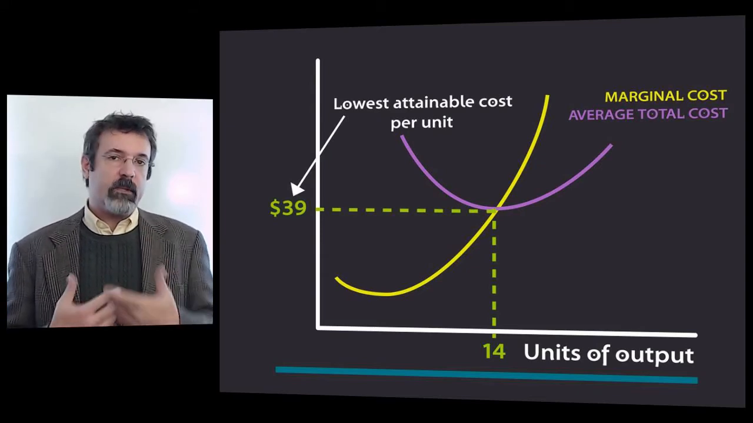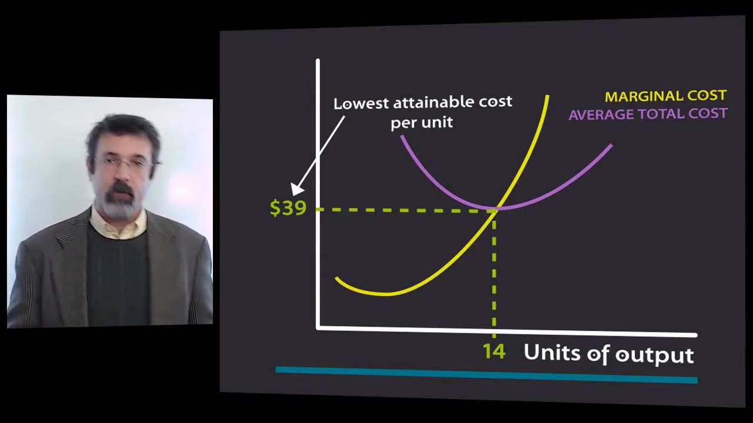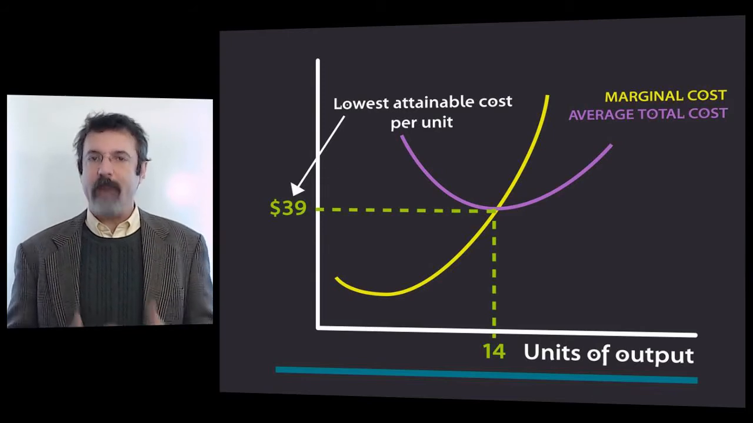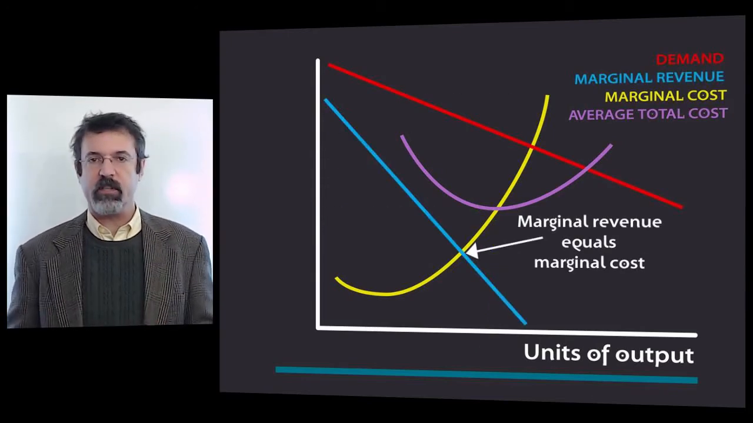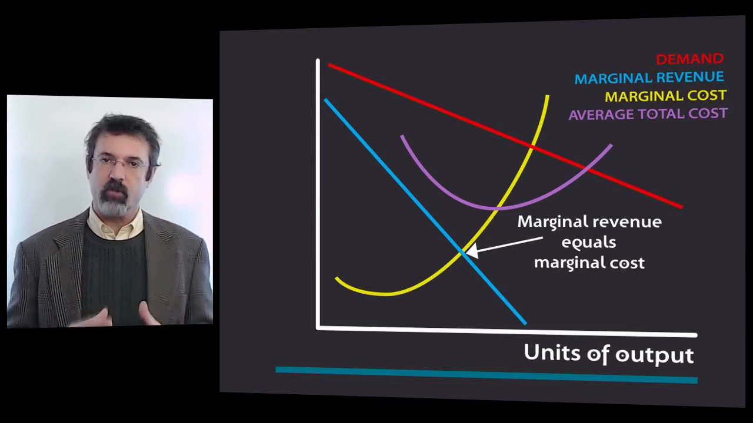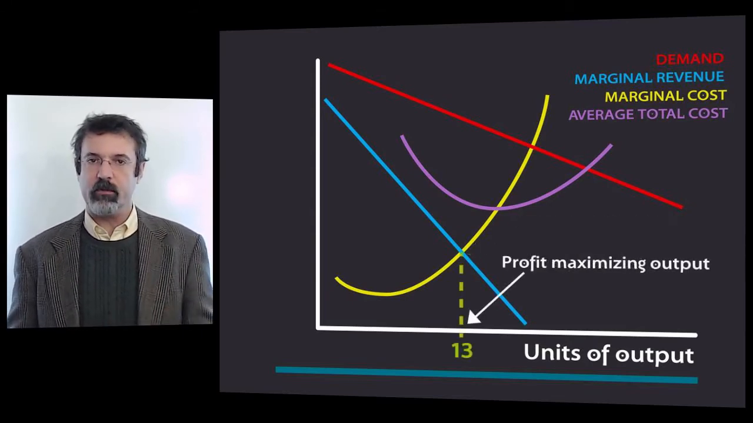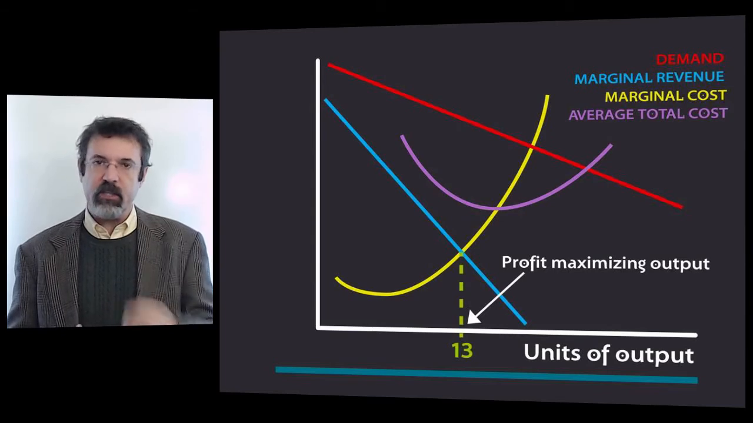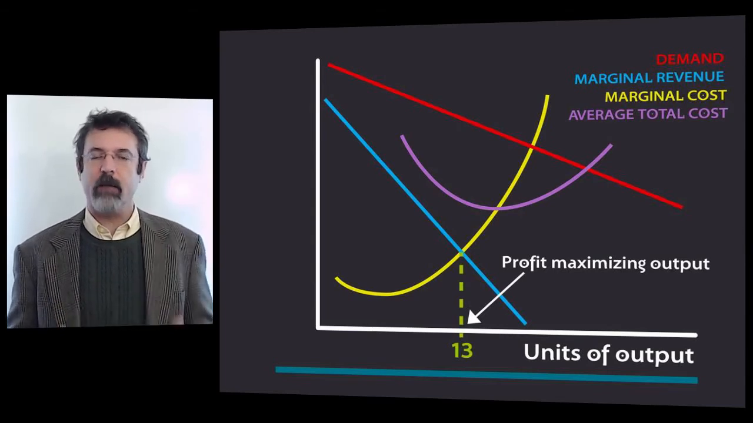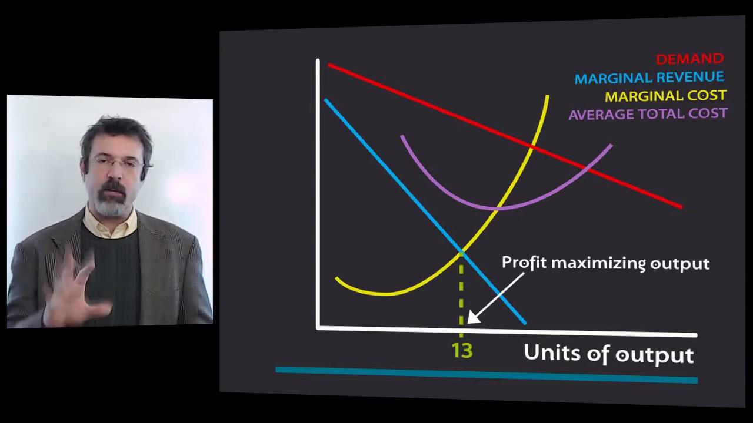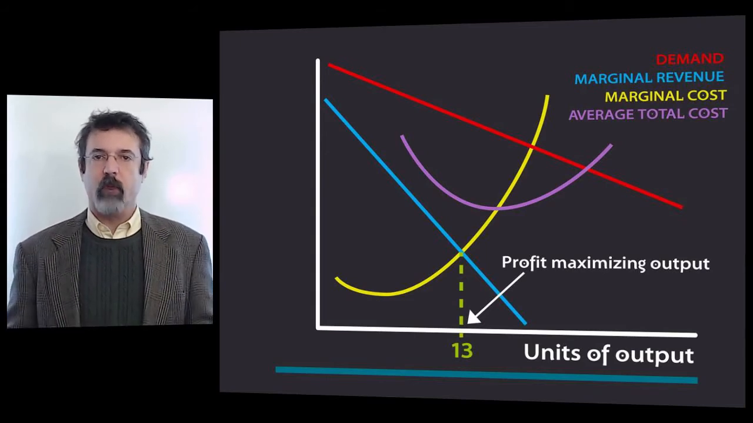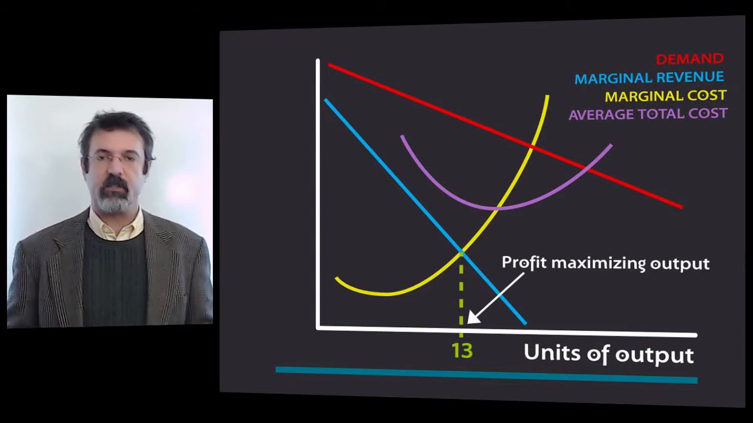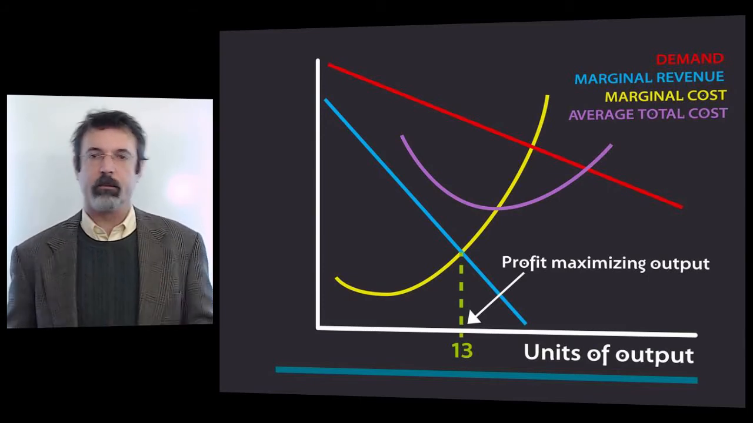Now what the monopoly wants to do is to maximize profit. We know that the profit maximizing output is where marginal revenue and marginal cost intersect. So marginal revenue and marginal cost intersect in an output of 13 units. At 13 units, the monopoly is maximizing its profit. Here's how we think about this. We first find the point at which marginal revenue and marginal cost cross. This gives us the 13 units of output the monopoly will produce.